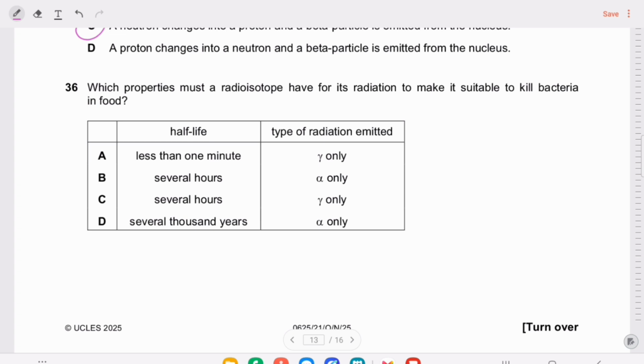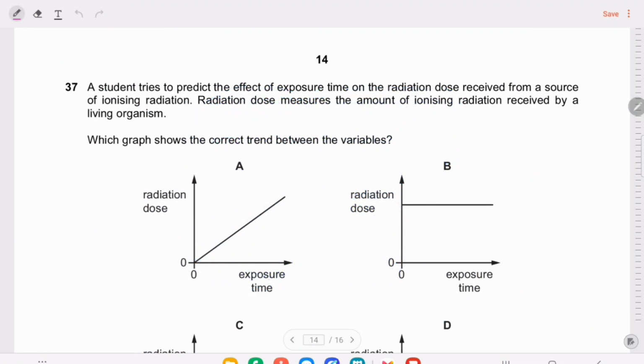The same principle is used in food irradiation. So option C is the right answer. A student tries to predict the effect of exposure time on the radiation dose received from the source of ionizing radiation. Radiation dose measures the amount of ionizing radiations received by living organisms. Which graph shows the correct trend between the variables?